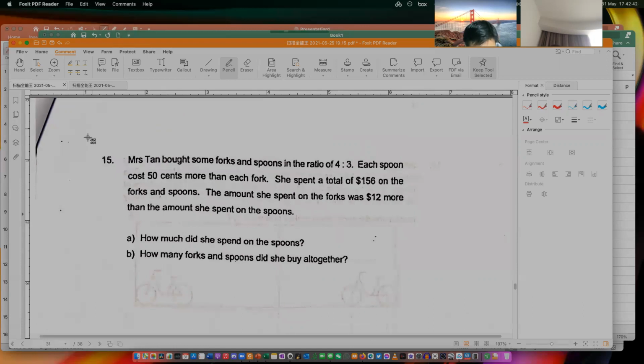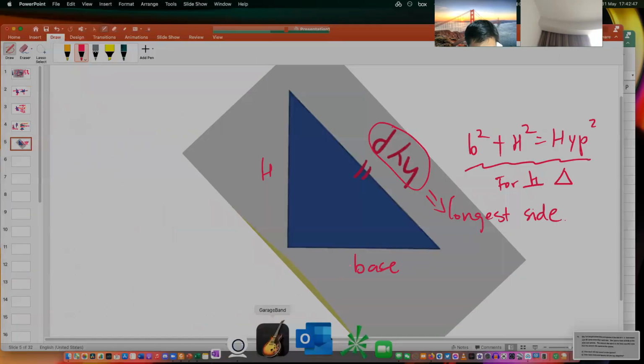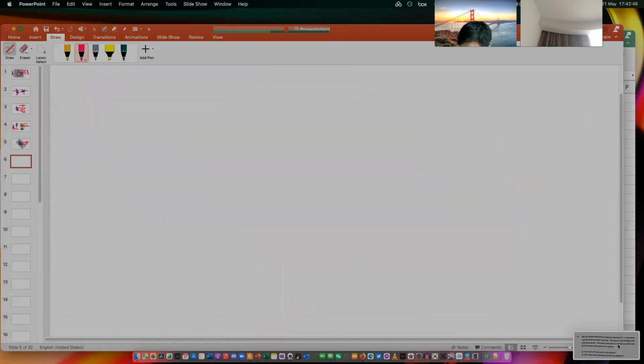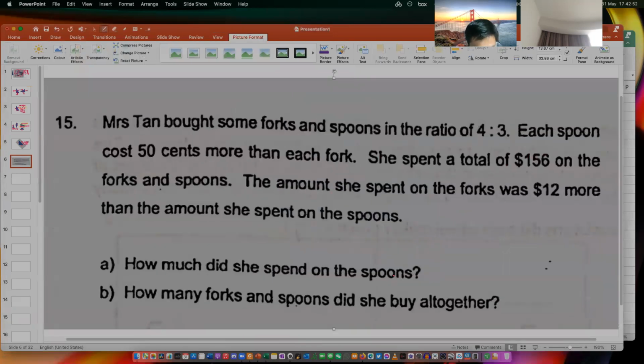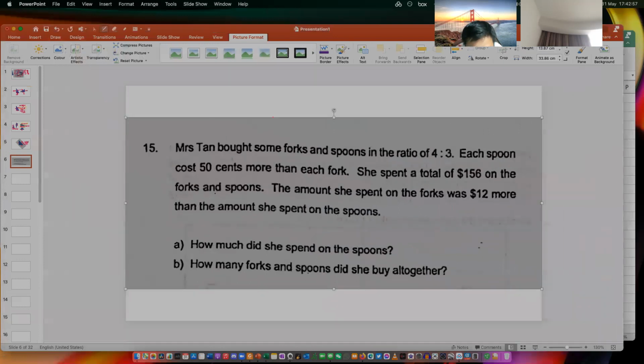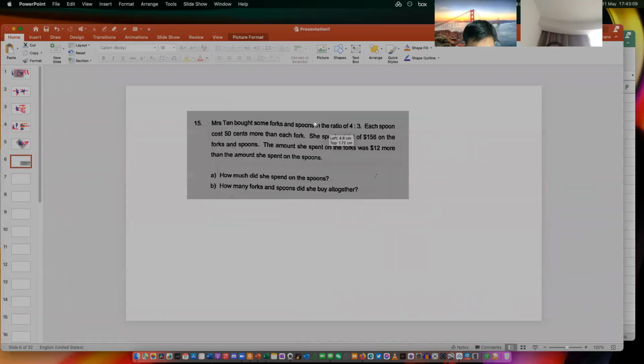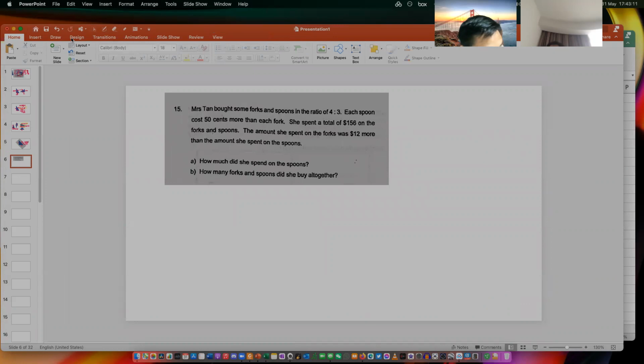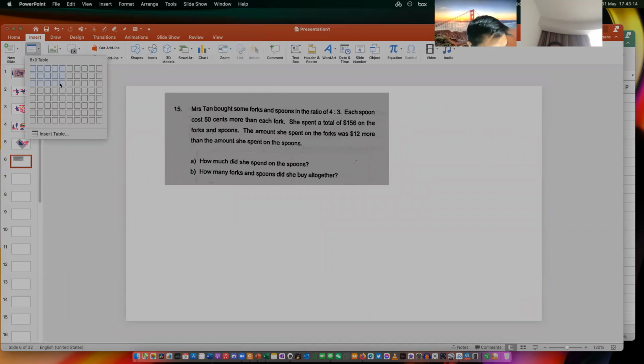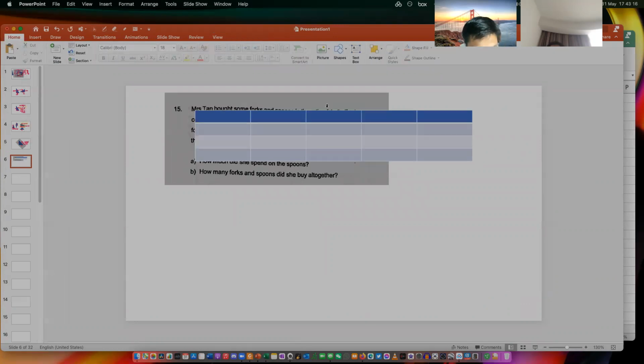So let me get this into another page. Most likely I'm not going to give you the answer, but I'm just going to give you the approach, the approach of how you can solve this question using each number total. So what I'm going to do is draw a table.